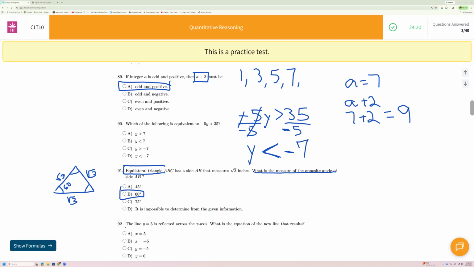The line y equals 5 is reflected across the x-axis. So we have y equals 5. As you know, the y-axis is going to be the vertical line, and then over the x-axis. So if this is the y-axis, the horizontal line is the x-axis. We count 5, and that's what we're going to trace for our equation, or line of the equation, y equals 5. Let me see if I can change the color here. So, okay. So y equals 5 is a horizontal line.